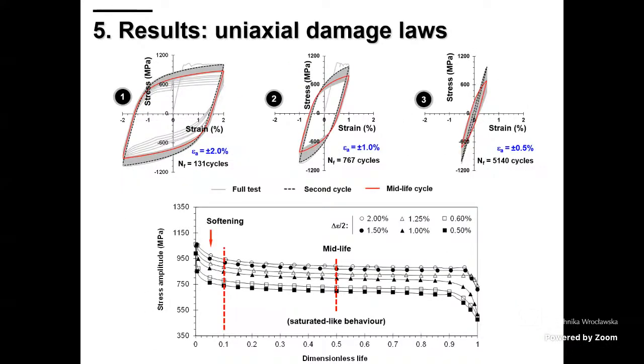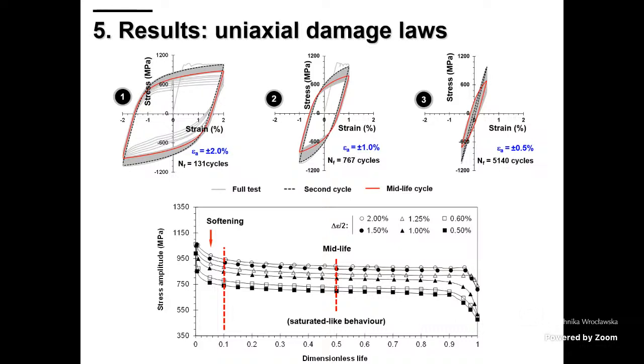Now let me show you first some results about the low cycle fatigue campaign. Here we can see 3 tests conducted at 3 different strain amplitudes, and here you can see the fatigue lifetime for each one of them. The gray color represents the full test, while the other 2 cycles represent specific moments of the test. The black one represents the second cycle, and the red one represents the midlife cycle.